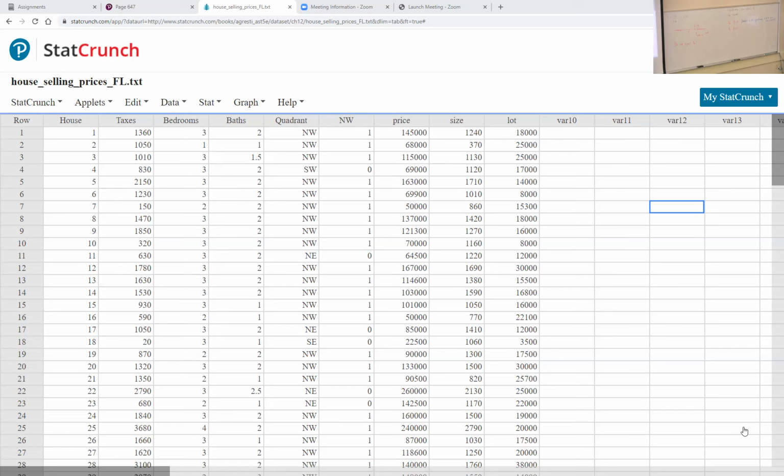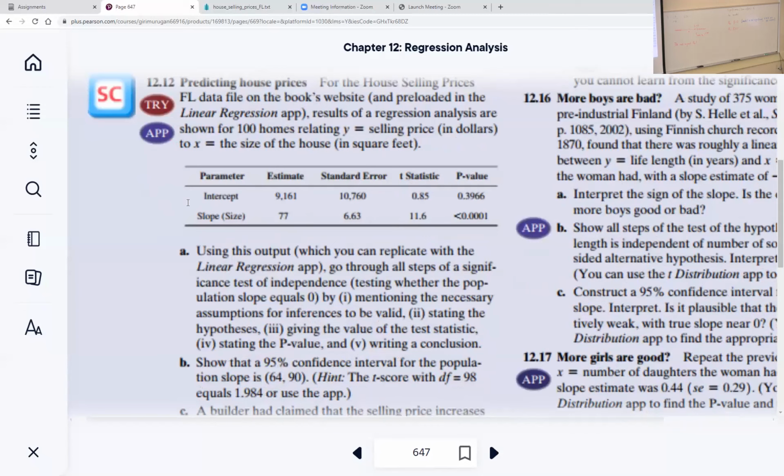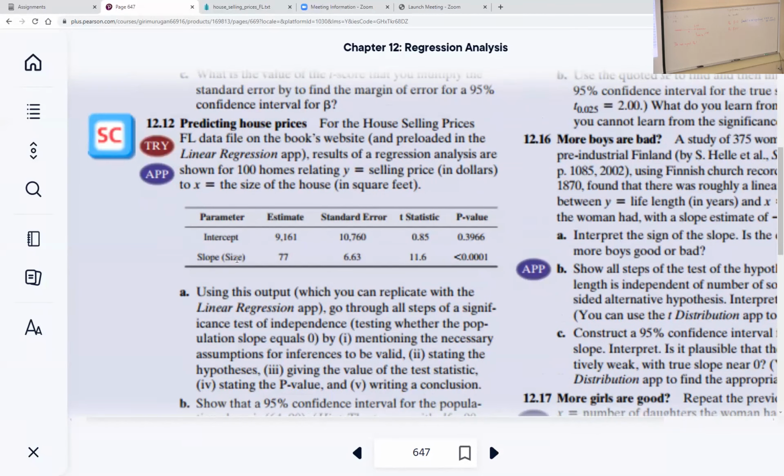We haven't gotten there yet. That is chapter 13. So for now, the example uses only the size of the house as X, and Y is the price. So they've given you the selling price in dollars and the size of the house in square feet. Good. And with the data, we want to come up with a linear regression model.